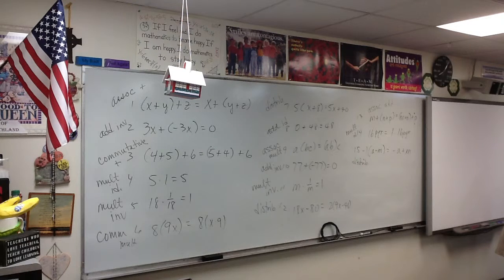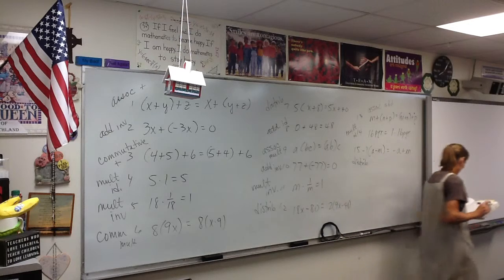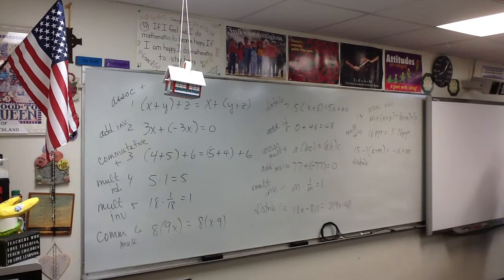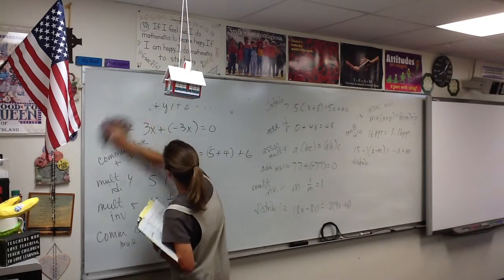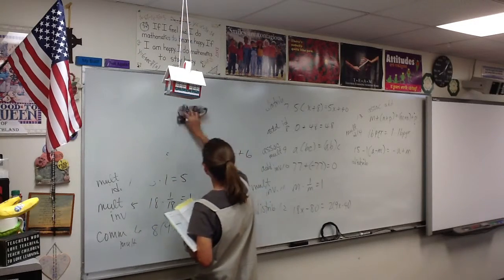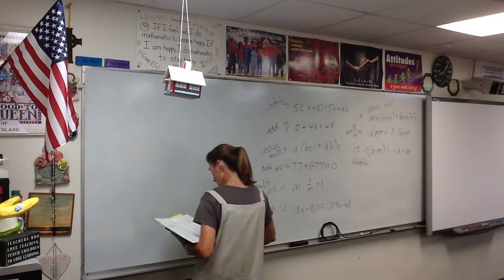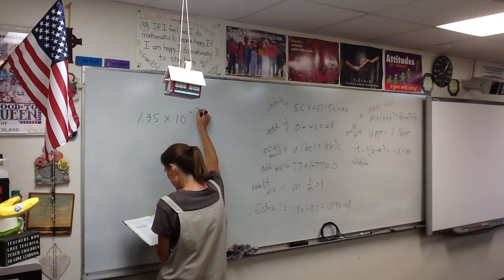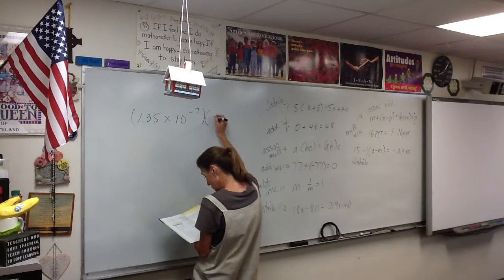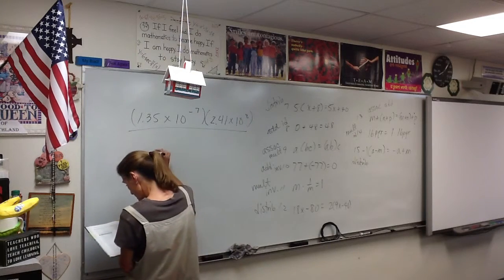Okay, before we get started on our new stuff, are there any questions about our old stuff? Anything from last night? Bailey? Number 63. All right, let's take a look at number 63, working a little bit with scientific notation. You have all taken chemistry, so you've done some work with scientific notation. Okay, Bailey, do you have any idea how to get started?